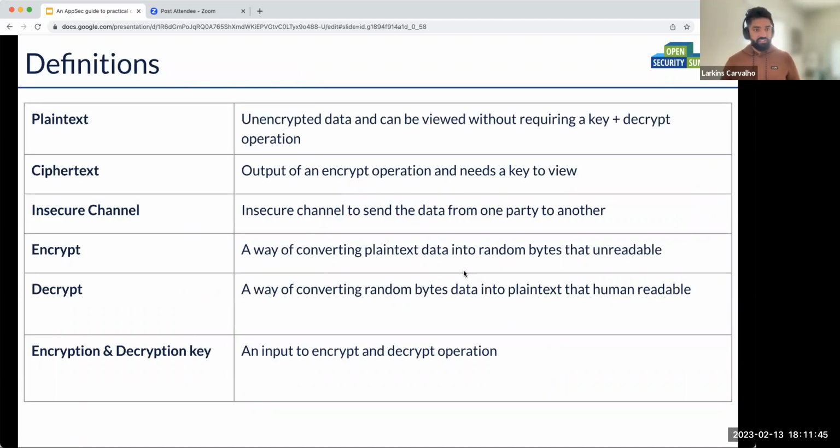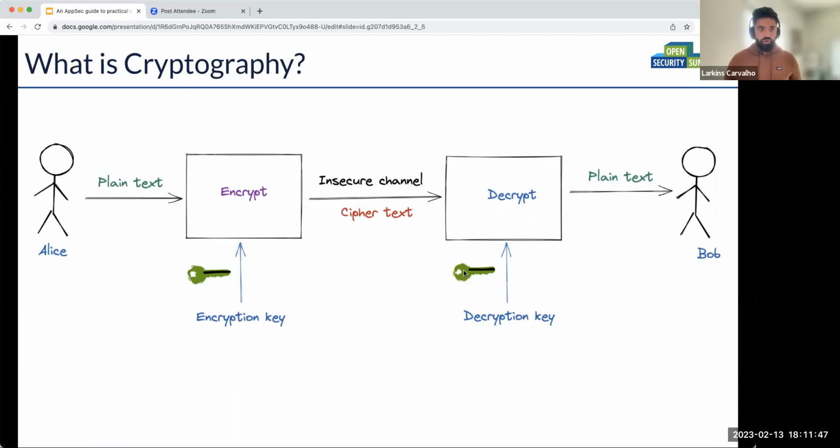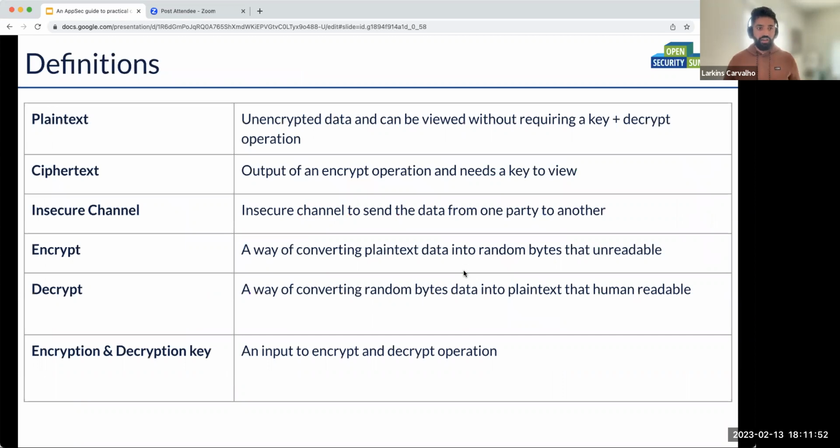Moving to the definitions, plain text. We looked at different components here, but what do they mean? Plain text is unencrypted data which can be viewed without requiring a key or decrypt operation. Ciphertext is the output of the encrypt operation, and to actually view the encrypted data, you need a key. Insecure channel is data traversing from point A to point B over a public network.